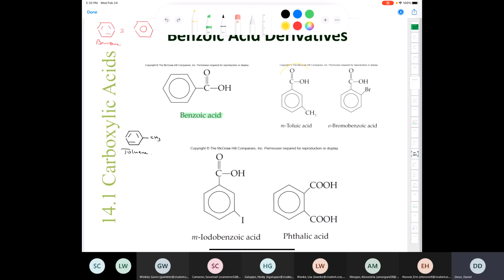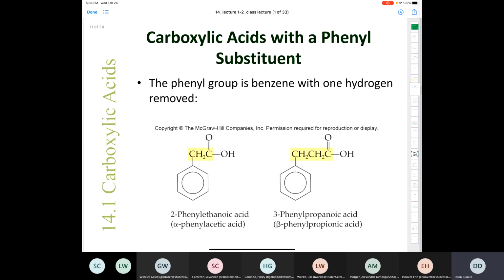Why? Because they all have benzoic acid as a part of their overall structure, right? They've all got benzoic acid in there somewhere. This one's got like two benzoic acids, right? Here and here. Anyhow, so that's why these are considered benzoic acid derivatives. All right, let's move on.